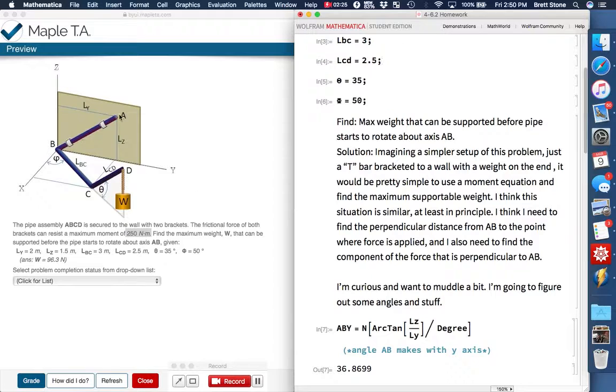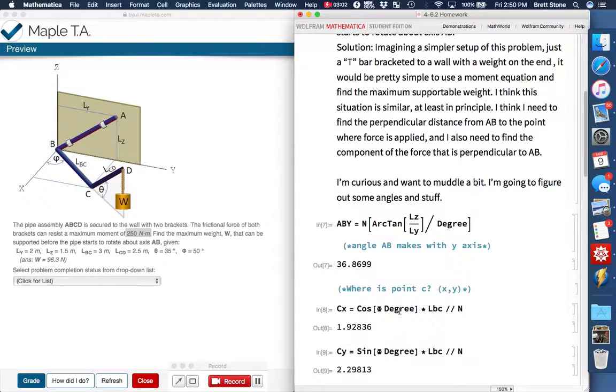I was curious about what angle AB made with Y. It gives me LY and LZ, so I know I can figure it out. I called it angle ABY. To find that in Mathematica, you're going to use arctangent, or inverse tangent, of LZ over LY, so opposite over adjacent. To give it to me in degrees, I had to put slash degree here, and then put the whole thing inside brackets and put N on it. I believe the N makes it give you decimal form instead of some yucky fraction that doesn't mean anything to me.